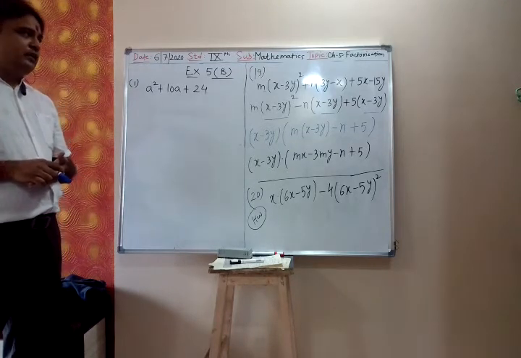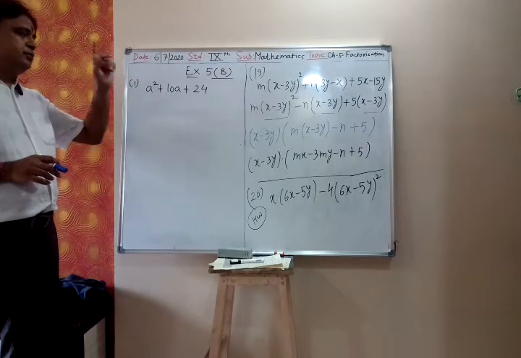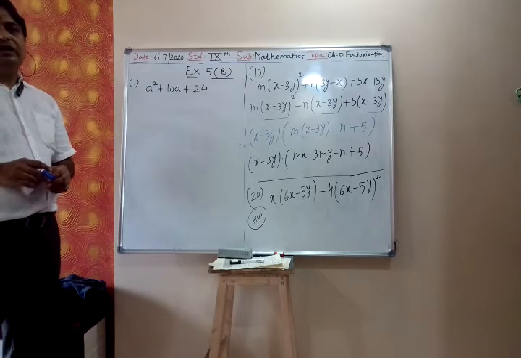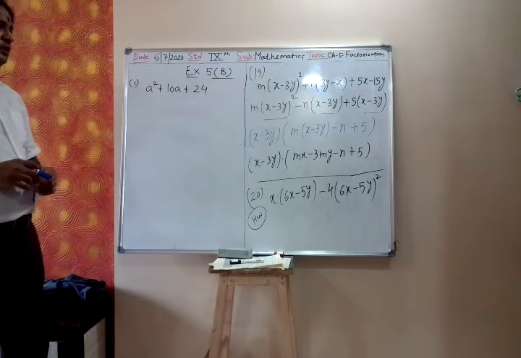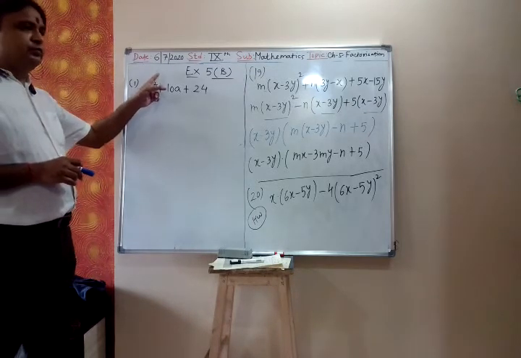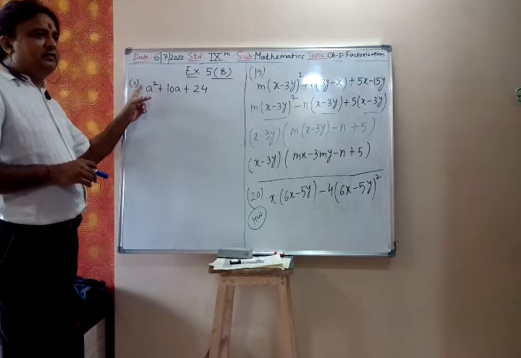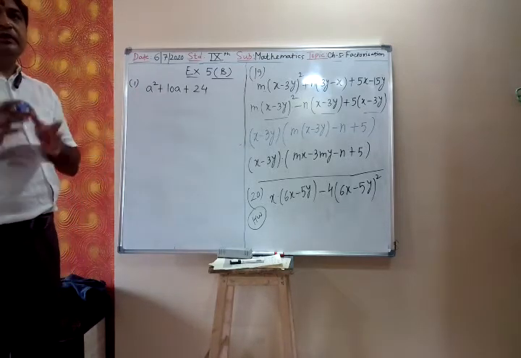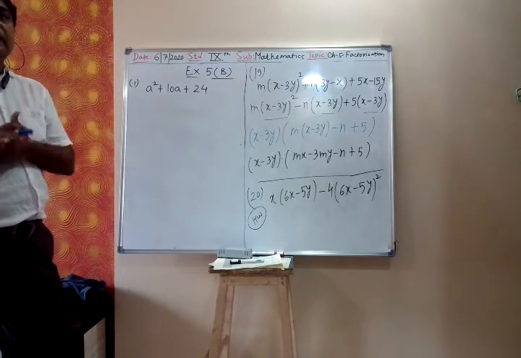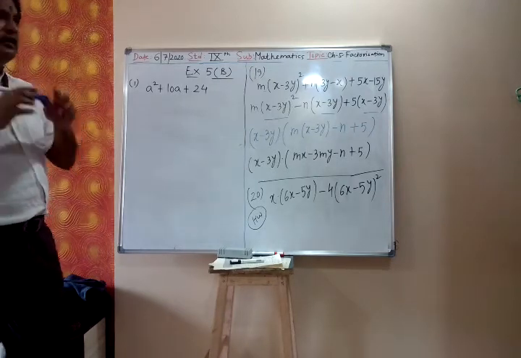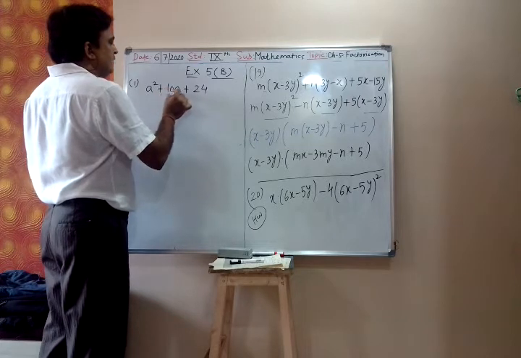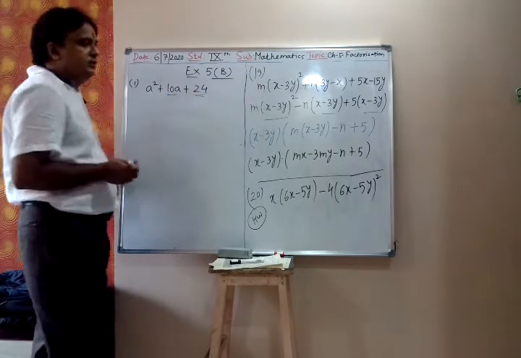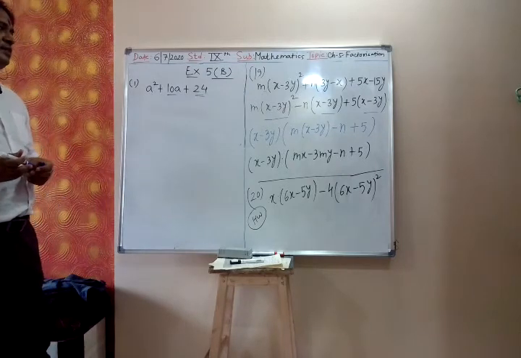Why am I saying quadratic? This is because the power of a is 2. So whenever the power of a is 2, it is a quadratic expression. Now in a quadratic we have a middle term. This is my middle term, and this is the last term.